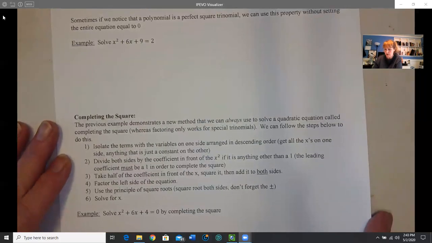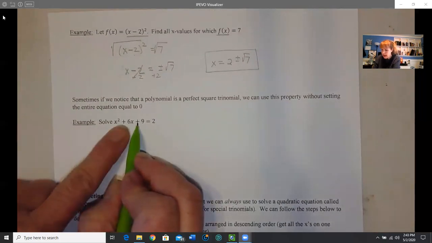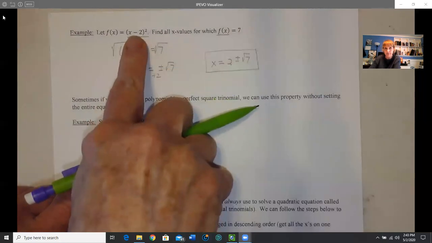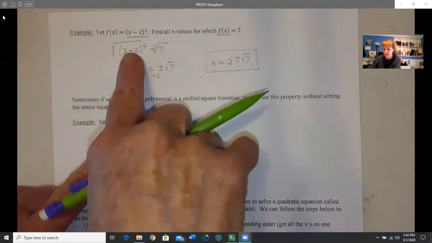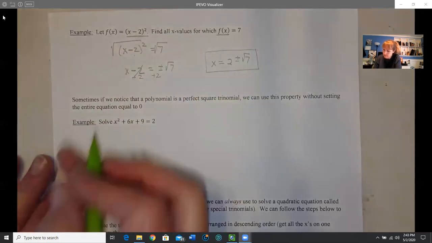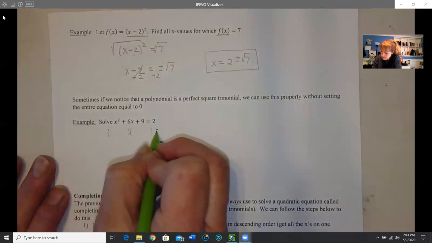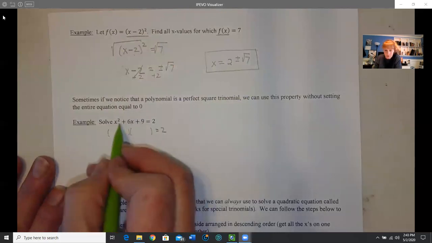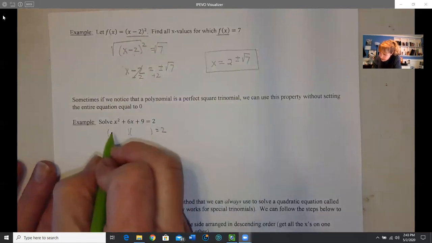So in other words, I can take this and make it look like this with a squared, so then I can take the square root of both sides. Let's see. Factoring it. Okay. Nothing in common, greatest common factor. Can't forget that. There isn't one.